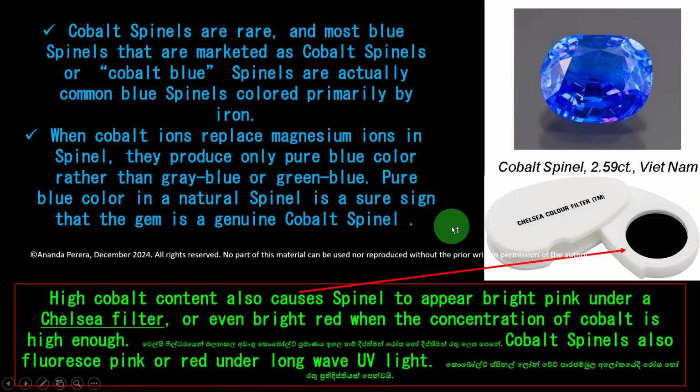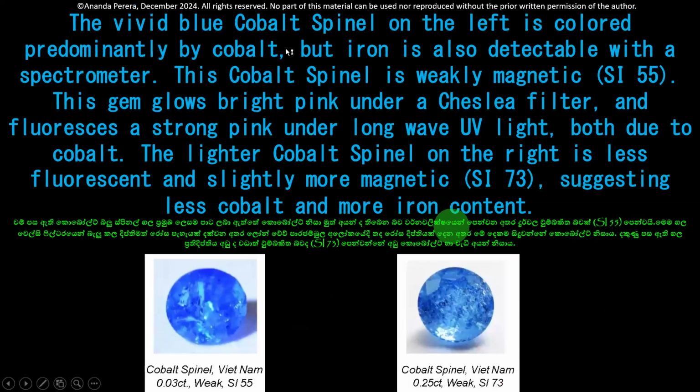Right. Now you know the Chelsea filter. We need the Chelsea filter to identify that. The vivid blue, that means electric blue, means cobalt spinel. This is the color. On the left is colored predominantly by cobalt. But iron is also detectable with the spectrometer. When we check with this spectrometer, we can recognize iron and a little amount of cobalt.